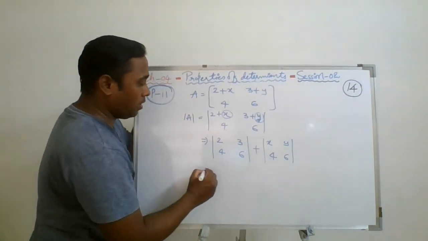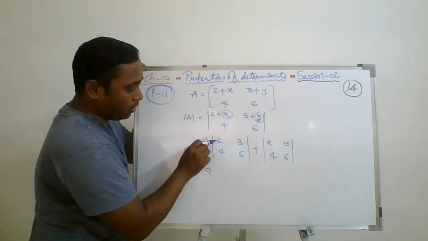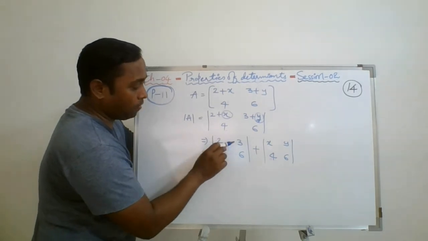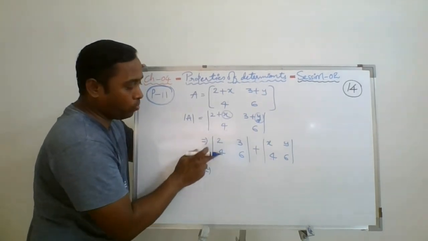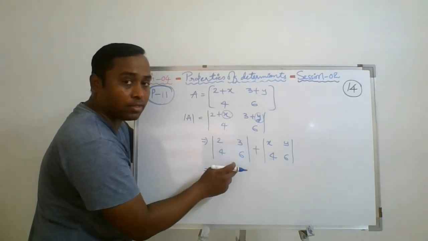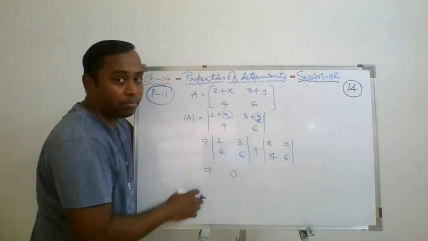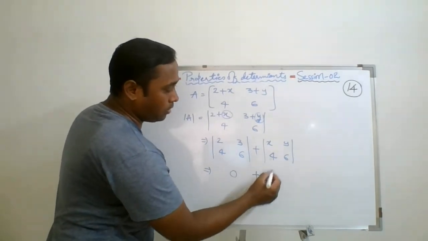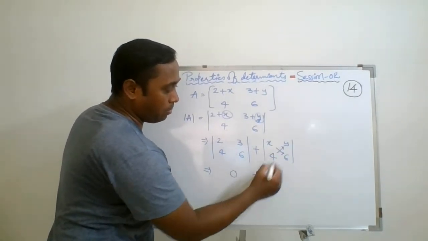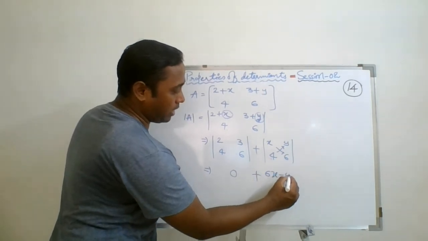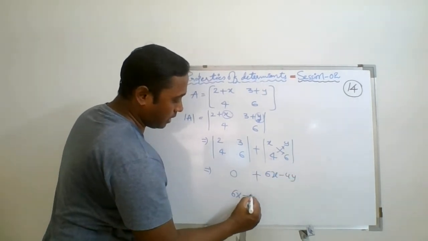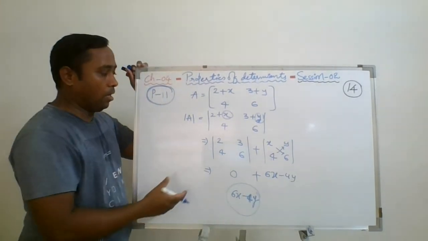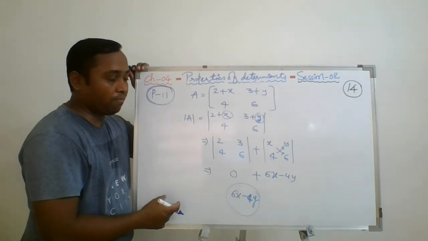Now if you see here, the elements of R1 and R2 are proportional. 2 by 4 is 1 by 2, 3 by 6 is 1 by 2. Hence its value is 0, because of the property. And to calculate the other one, it's simple by crisscross multiplication: 6x minus 4y. The answer is 6x minus 4y. So this is the way of applying this property to simplify things.